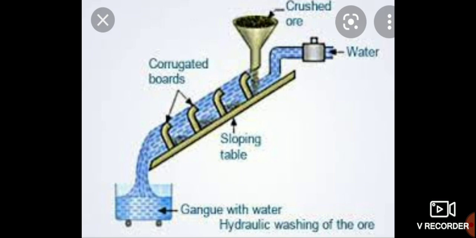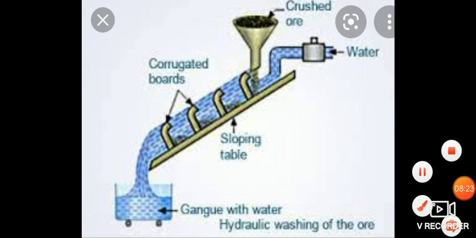So this method is the hydraulic wash method. It is simple and based on water. We can do the concentration by the washing method. This method is possible when the impurity is a lighter weight particle.